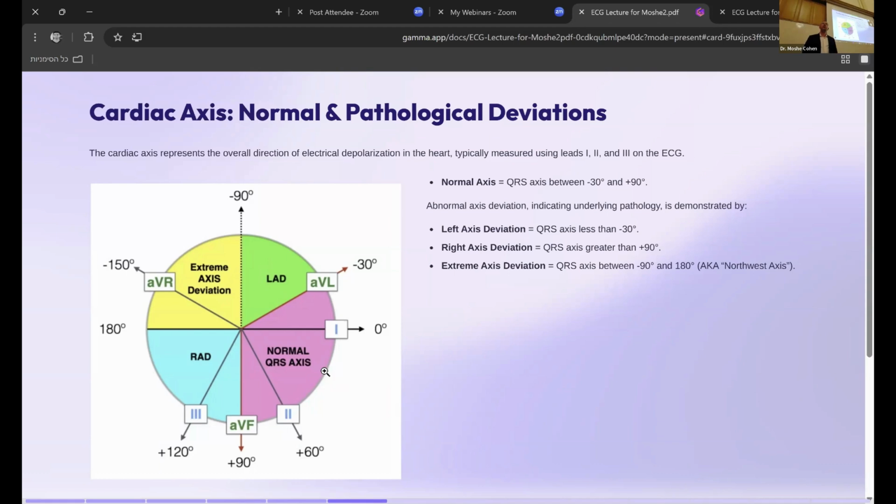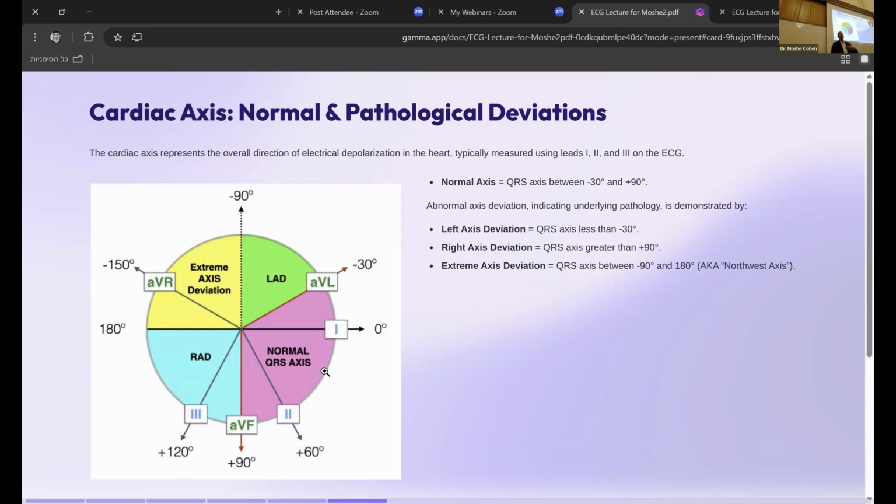Why does it happen? Why would we have a deviation in the axis of the heart? One example is that the actual axis of the heart is changing, because let's say someone is very obese, then the diaphragm is pushing the heart upward and the angle of the heart is changing. But this is not so common.